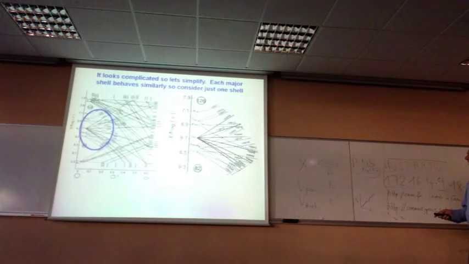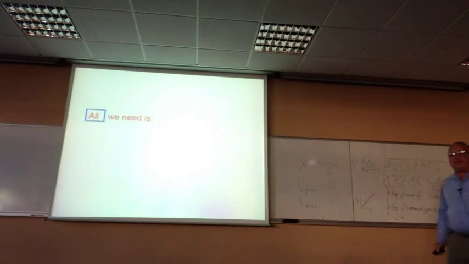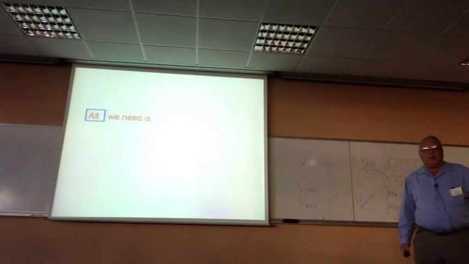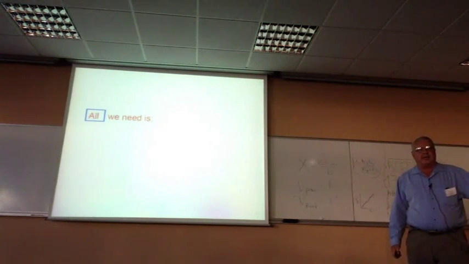Okay, so what do we need to understand the Nilsson diagram? We need two ingredients. What do you think they are? What about the nuclear force?